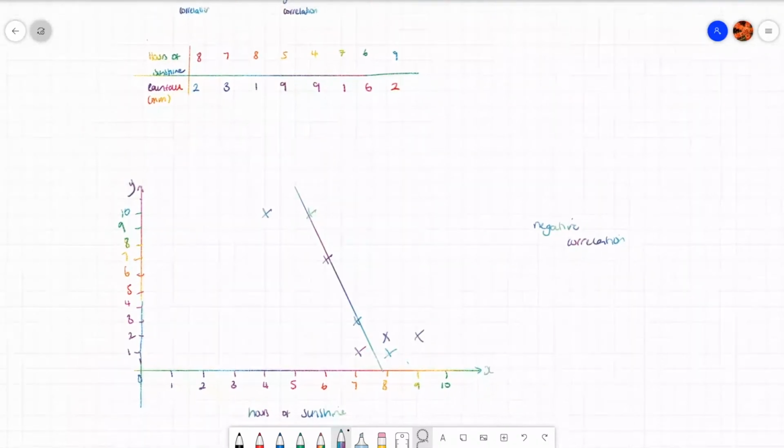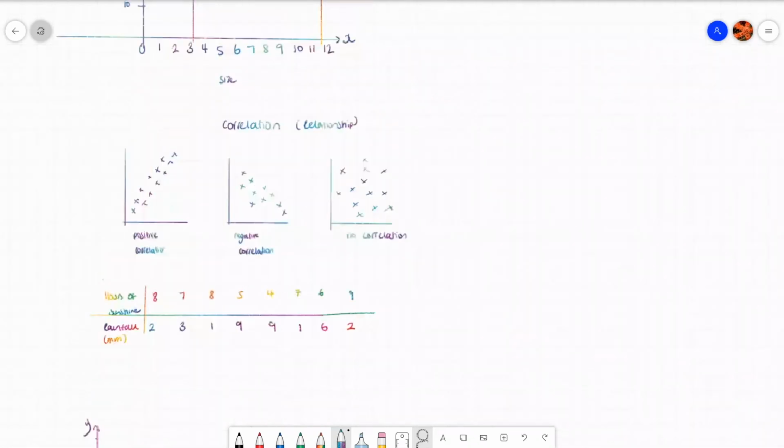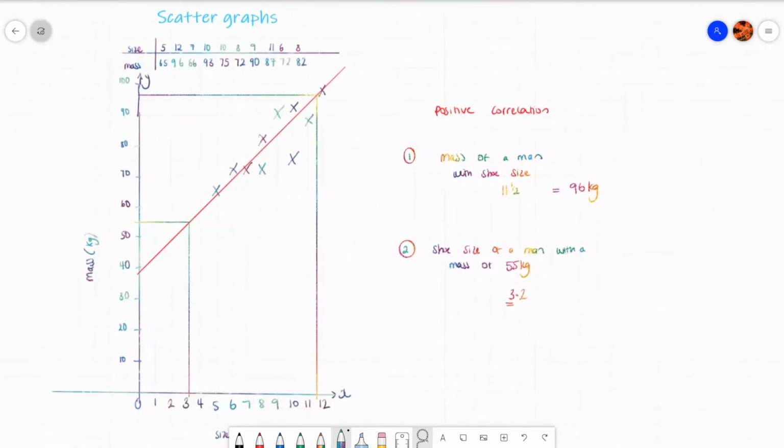There are the 2 types of correlation there, positive and negative, that we've done. We've drawn the scatter graphs as well. We've looked at what the word correlation means. Here in this situation, it means if you have more hours of sunshine, the less rain you have. So hours of sunshine is getting bigger and the rain is getting less. So that's negative correlation.